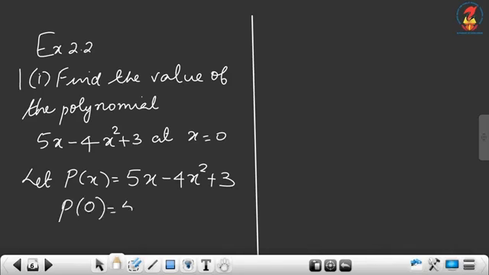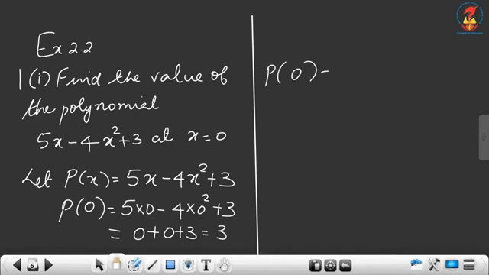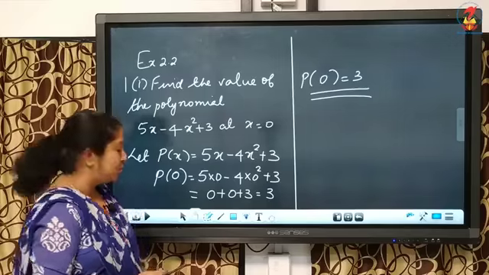So, p of 0 is equal to 5 into 0 minus 4 into 0 square plus 3, which is equal to 0 plus 0 plus 3, which is equal to 3. So, what we can write is p of 0 is equal to 3. This is the value of this polynomial at x is equal to 0.